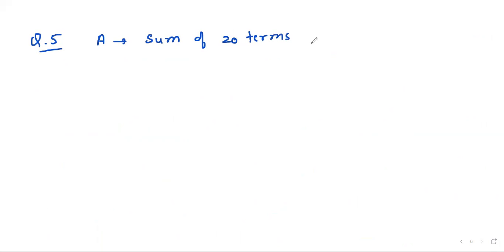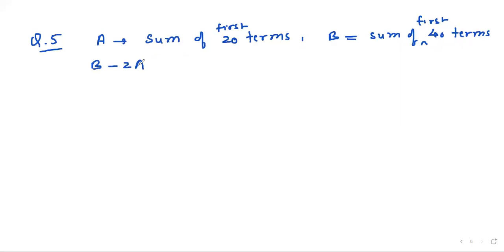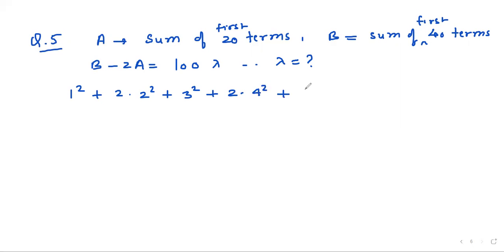A represents the sum of the first 20 terms of the given series, and B represents the sum of the first 40 terms. The relation B minus 2A is given as 100 lambda. We have to find lambda when the series is 1 square plus 2 times 2 square plus 3 square plus 2 times 4 square plus 5 square plus 2 times 6 square and so on. Now let's consider its solution.